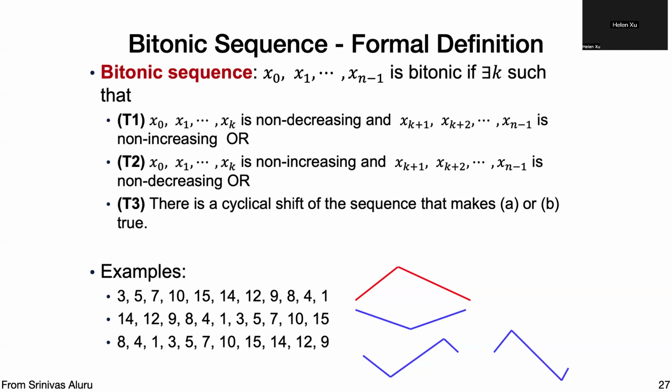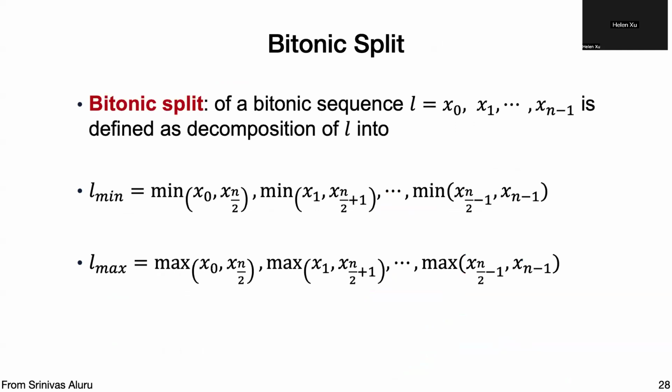Okay, so that is the formalism. And then we can also formalize this Bitonic split just using these indices. The Bitonic split takes the sequence X0 up to X_{n-1}. Then L min is you just take the min of X0 and X_{n/2}, X1 and X_{n/2+1}, and so on. And L max is doing the same comparisons, but with max rather than min. So it is clear that there are n/2 of these comparisons, and the things that you're comparing are n/2 off of each other.